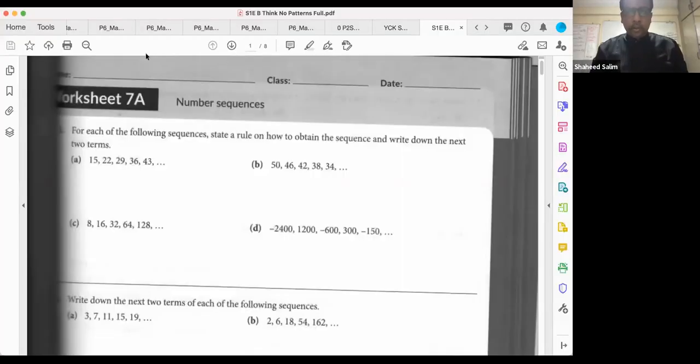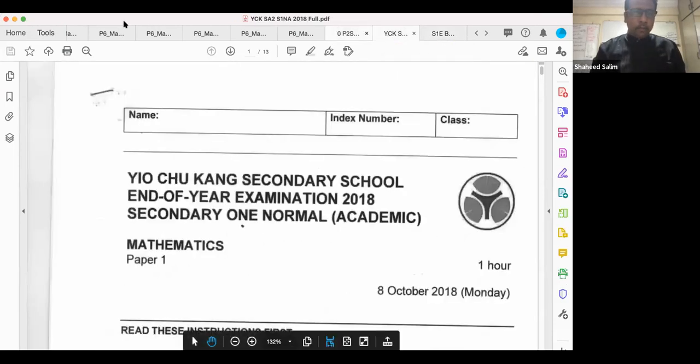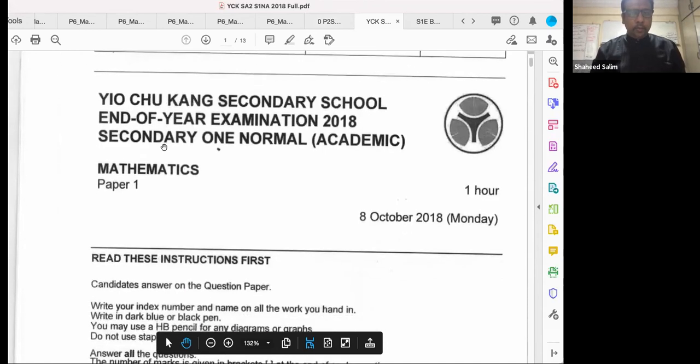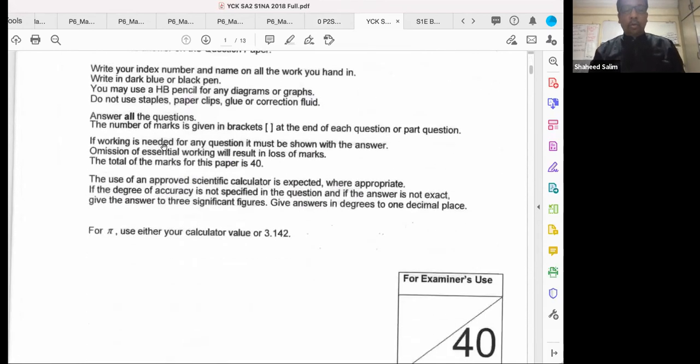Gonna start now, and we're gonna do a few things. One is we're gonna try out an end of year paper. So let us see. Okay, this is from YCK Secondary School. It's a 2018 paper. So we try to complete it lah.